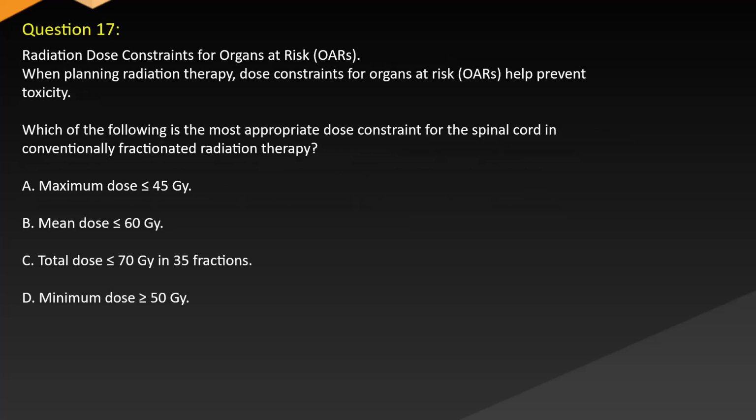Question 17. Radiation dose constraints for organs at risk, OARs. When planning radiation therapy, dose constraints for organs at risk help prevent toxicity. Which of the following is the most appropriate dose constraint for the spinal cord in conventionally fractionated radiation therapy? A. Max equals 45 Gy. B. Mean equals 60 Gy. C. Total equals 50 Gy.